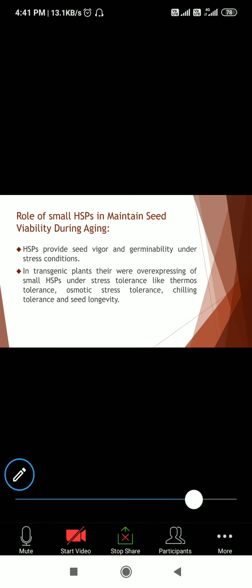What they have observed, they have taken one transgenic plant in which they have observed the overexpression of small heat shock protein under different stress conditions. जब हम लोग ट्रांसजेनिक प्लांट को डिफरेंट स्ट्रेस कंडीशंस देते हैं उस टाइम पे देखा गया है कि वहाँ पे ओवर एक्सप्रेशन ऑफ स्मॉल हीट शॉक प्रोटीन्स होते हैं। उन्होंने ऑस्मोटिक स्ट्रेस टॉलरेंस देखी, चिलिंग टॉलरेंस देखी, थर्मो टॉलरेंस देखी। इवन उसकी वजह से सीड की लॉन्गिटिविटी इंक्रीज हो गई। ठीक, it means under these 4 different circumstances heat shock proteins were expressed in a very larger amount.